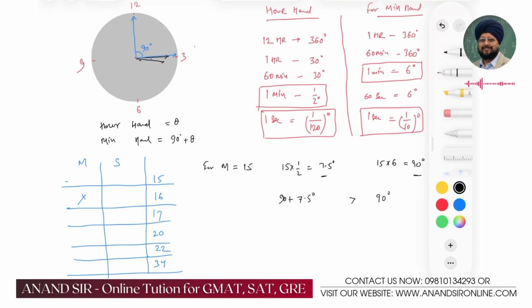Let us take another value, when m is equal to 16. When m equal to 16, the hour hand moves 16 into half, that is 8 degrees.